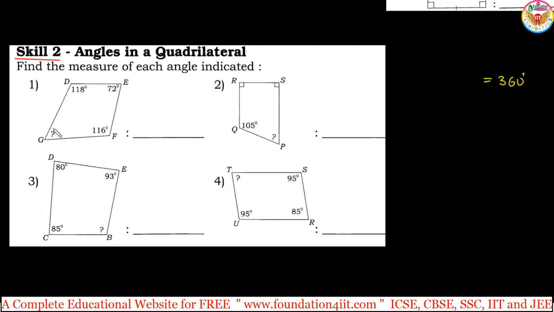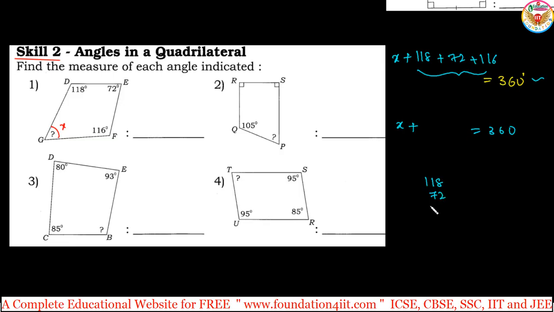Which angle is missing? Let it be x. Applying the property, x plus 118 plus 72 plus 116 is equal to 360 degrees. So x plus these three angles, you can add, equal to 360 degrees. Normal addition. Out of four angles, if any one angle is missing, we can find it. That is finding the fourth angle in the quadrilateral.